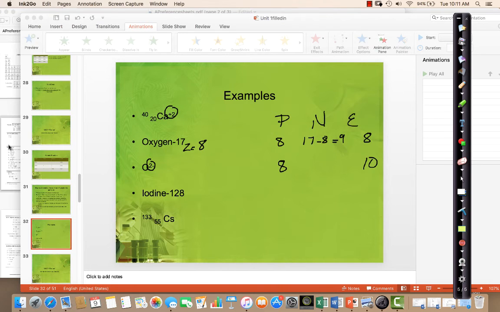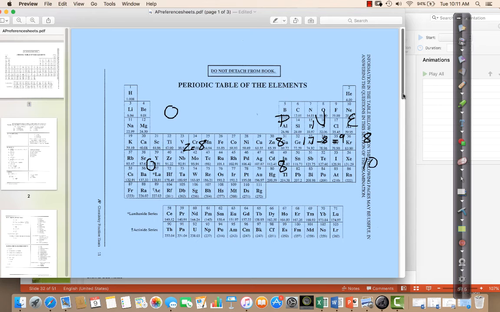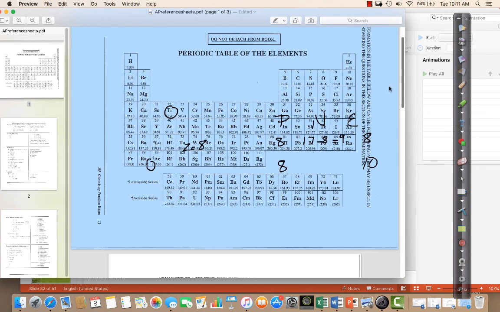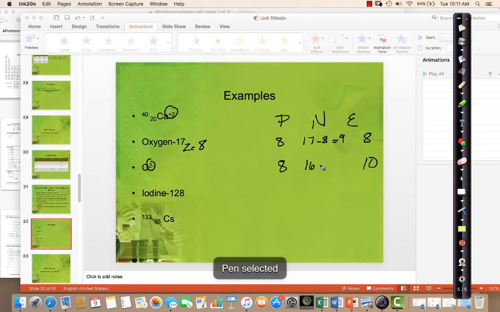And I believe it was 16 on the periodic table. And it is. Right here, the mass is 16. We're looking it up this time because it doesn't say what the mass is in the example. So the mass is 16. 16 minus 8 would give me 8 neutrons. All right, so try this one on your own.